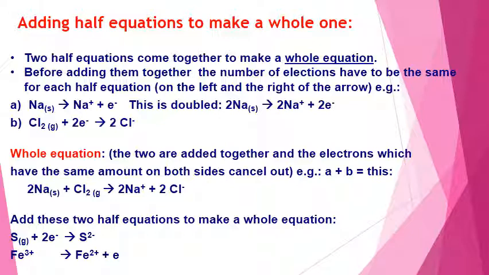And here's an example on this slide. So we have sodium being formed into the sodium ion plus an electron. You need to double that so you get 2 electrons, because in the other half equation, the chlorine gas is gaining 2 electrons. It's being reduced to 2 chloride ions. Okay, so in terms of the whole equation, the 2 are added together, in which the electrons in the half equations can be cancelled out. So the overall reaction becomes 2 sodium plus chlorine gas, giving 2 sodium ions plus 2 chloride ions.